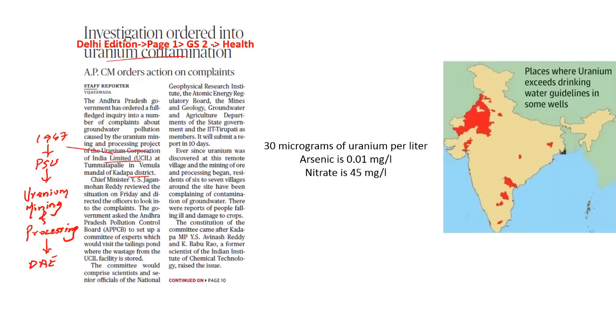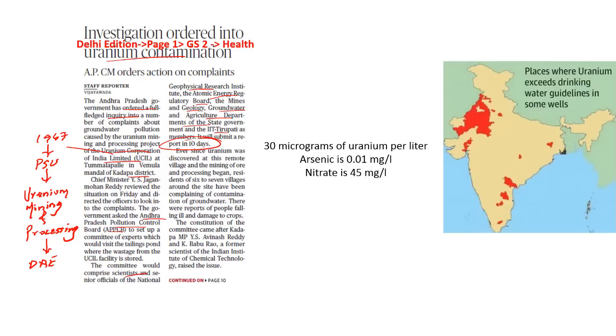In line with this, the Andhra Pradesh government has also ordered a full inquiry into this allegation, and they have requested the Andhra Pradesh Pollution Control Board to set up a committee of experts to look into it. This committee will comprise scientists, senior officials of the Geographical Research Institute, the Atomic Energy Regulatory Board, the Mines and Geology, Groundwater and Agriculture departments of the state government, and IIT Tirupati as members. It will submit a report within 10 days on whether this allegation is right or wrong.